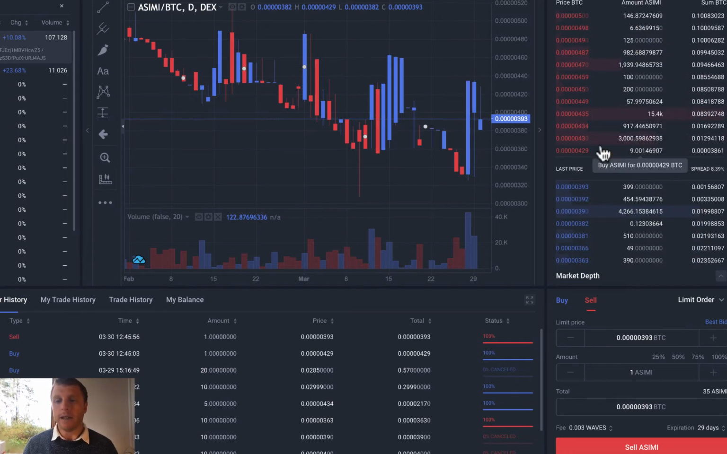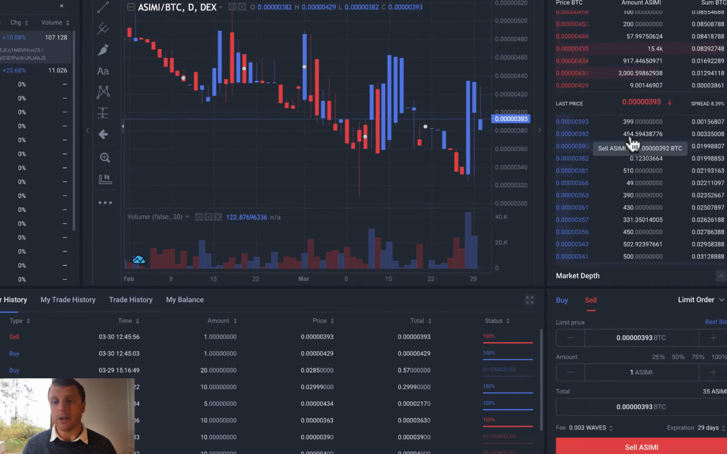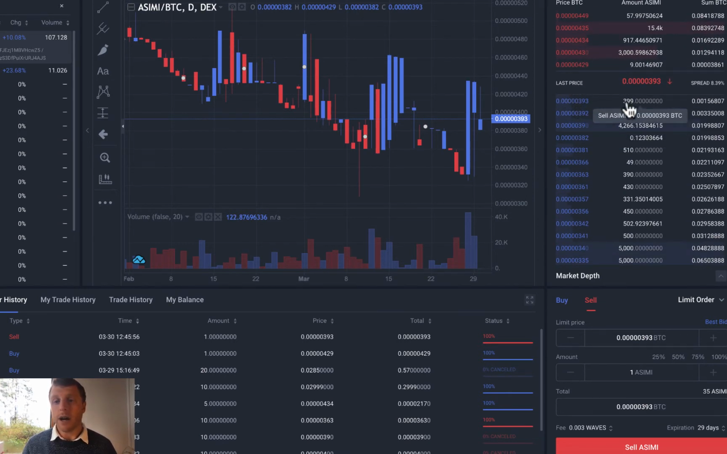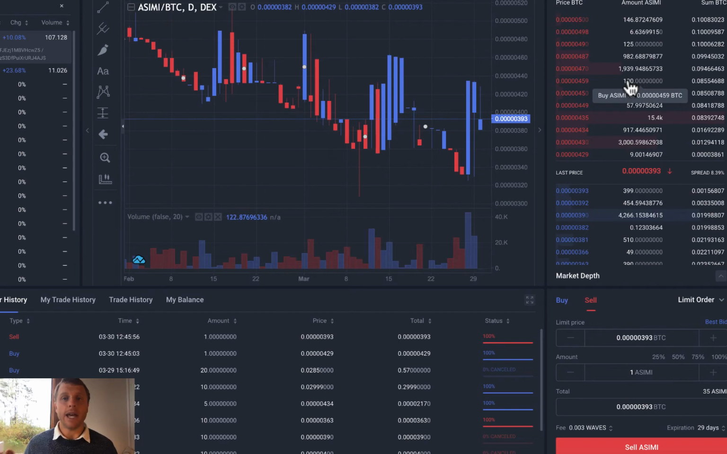Now, what we're looking at is the price that people are prepared to sell plus the amount of tokens at that price. So you can see that someone is prepared to sell at this price 9 tokens, at this price 3,000 tokens. On the bottom side, at this price they're prepared to buy 399, prepared to buy 454, right? And so what it's doing is putting orders in place so that if the price moves to that point, it will automatically execute. So once you've put in your limit order, if the market hits it, it will execute without you needing to do anything.